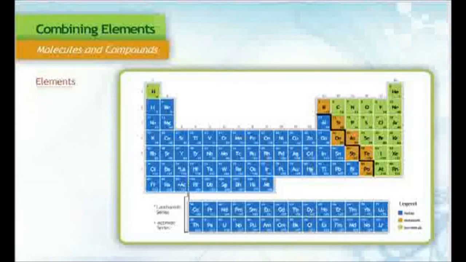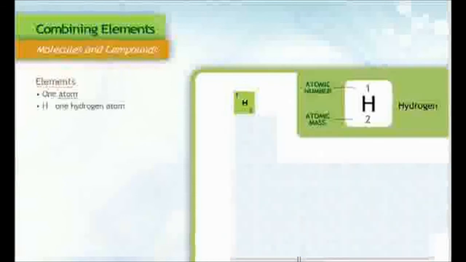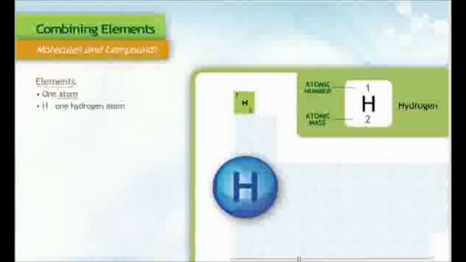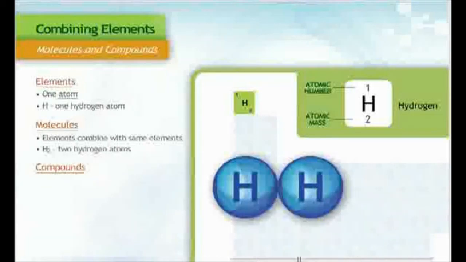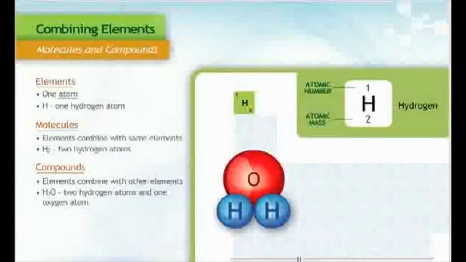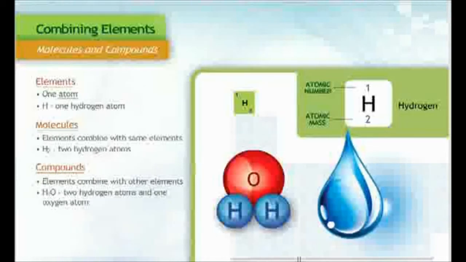Elements, as seen on the periodic table, are just one atom. For example, the element hydrogen is just one hydrogen atom. Elements can combine with other elements to form molecules and compounds. An element combines with another of the same type of element to form a molecule. For example, two hydrogen atoms will combine to form hydrogen gas, H2. Two or more different elements combine to form compounds. For example, when two hydrogen atoms combine with one oxygen atom, H2O, or water, is formed.